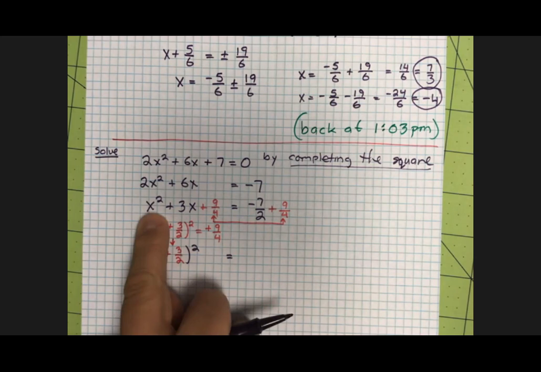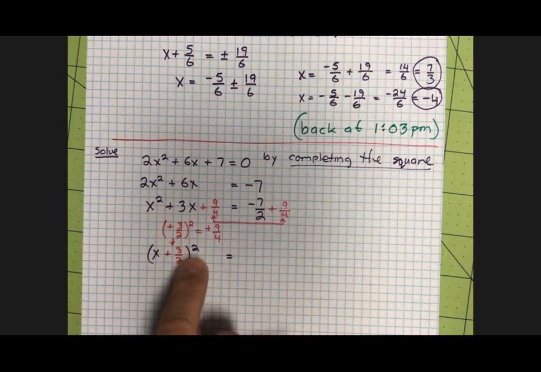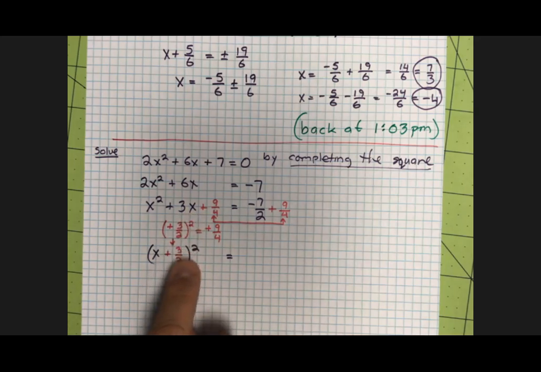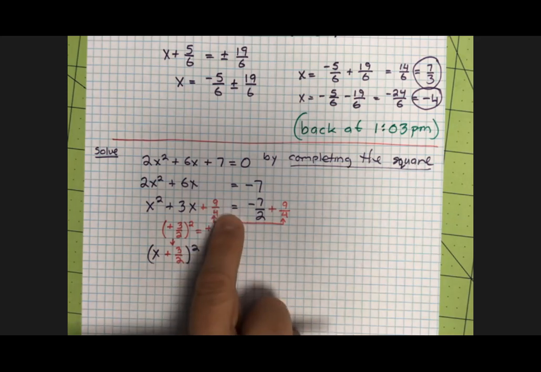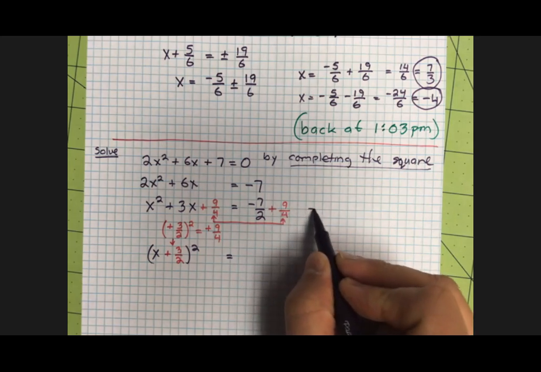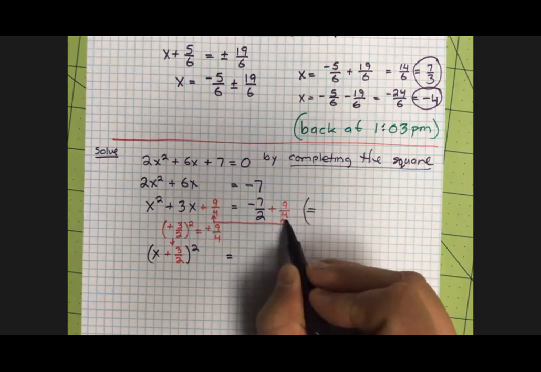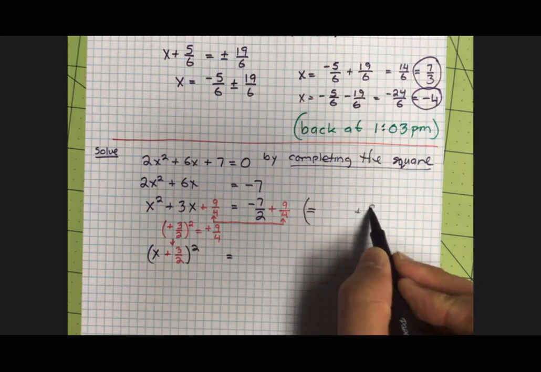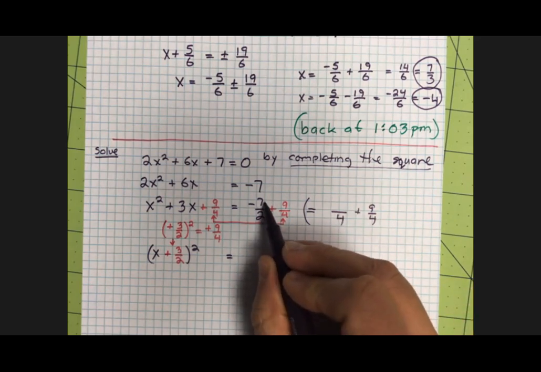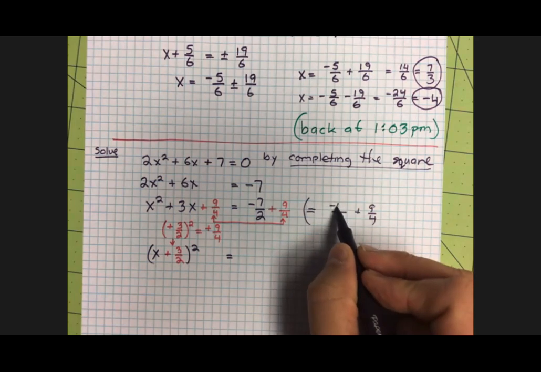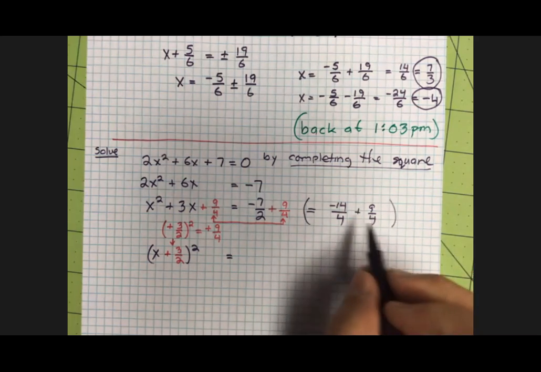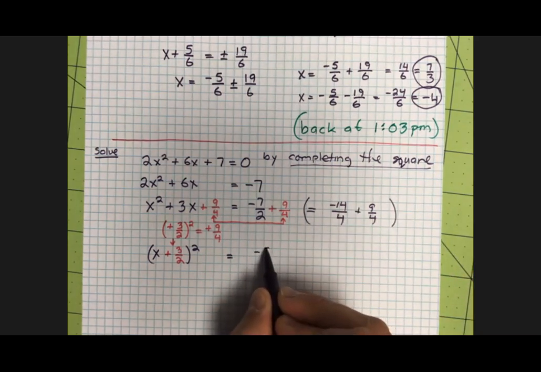X squared, got it. +3/2 x plus 3/2 x plus 1.5 x plus 1.5 x makes +3x. Got it. And 3/2 squared is 9/4. You got it. Over here, I got to simplify. I've got to get common denominators. If I make the common denominator 4, I multiply by 2 top and bottom. And this is minus 14 over 4 plus 9 over 4. So what is that? Negative 5 over 4.